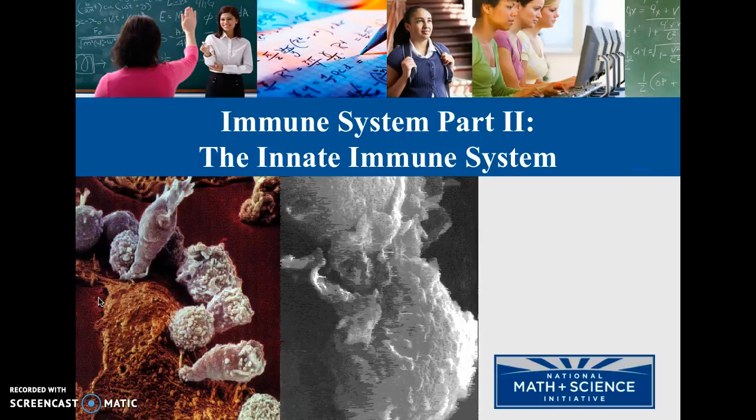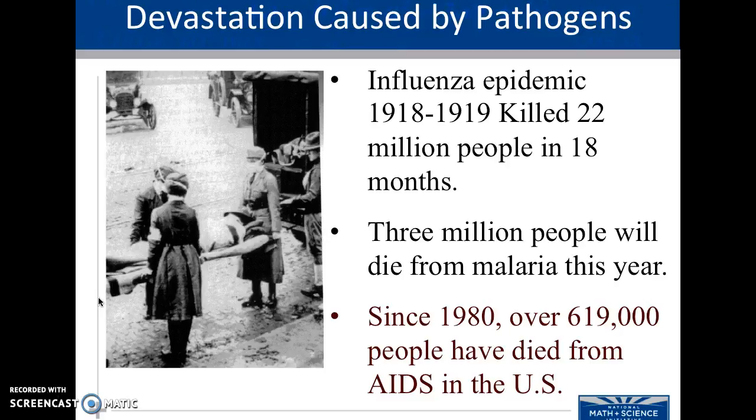This is the immune system part 2, the innate immune system. So we talked a little bit in the prior video about the evolution of immunity, and we talked about the innate versus the adaptive immunity. And so we're just going to focus on innate first, which is a very general type of immunity.